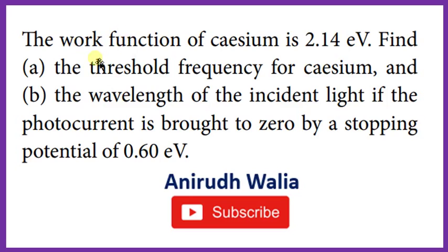What is the problem? The work function of cesium is 2.14 electron volt. Find the threshold frequency of the cesium. The second part is the wavelength of the incident light if the photo current is brought to zero by a stopping potential of 0.60 electron volt. The first part is, they have given the work function for the cesium metal as 2.14 electron volt, and they try to figure out the threshold frequency for the cesium.